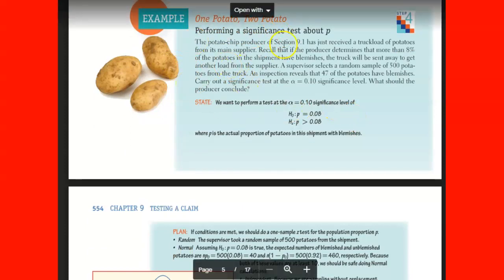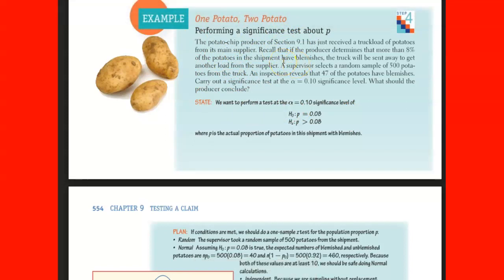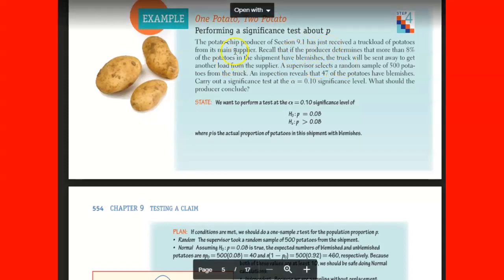So this was referred to in section 9.1. We didn't talk about it in the video. It's in your text, so I'm sure most everyone read it. But it says, if you're a potato chip producer, you get truckloads of potatoes. What they've decided is if they have a truckload that comes in and more than 8% of those potatoes are bad, we're sending that truck back.